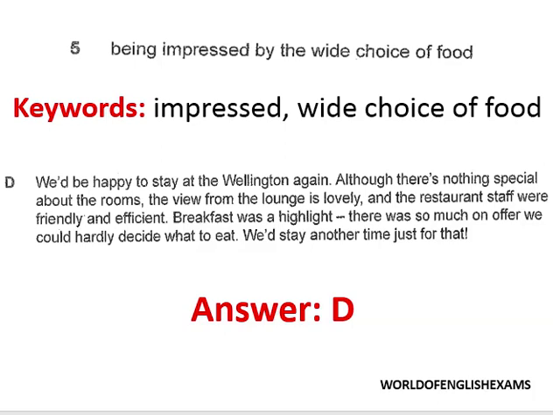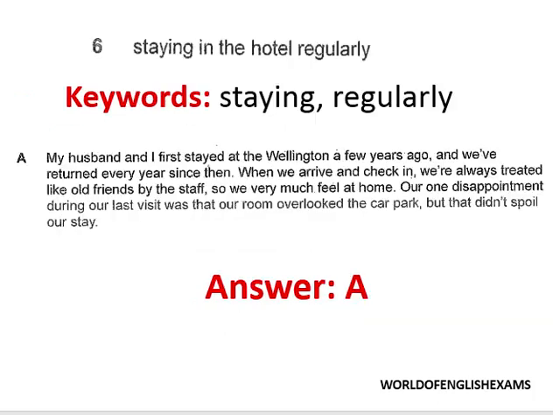Breakfast was a highlight. Can you see? This is talking about food. Breakfast was a highlight. There was so much on offer. So much on offer means lot of variety. So there was so much on offer, we could hardly decide on what to eat. So we would stay another time just for that. So these people were so impressed with the choice of food that they want to check into this hotel again just for the variety of food that they offered. So what is the answer for the fifth question? It is D. Let's continue with the next statement.